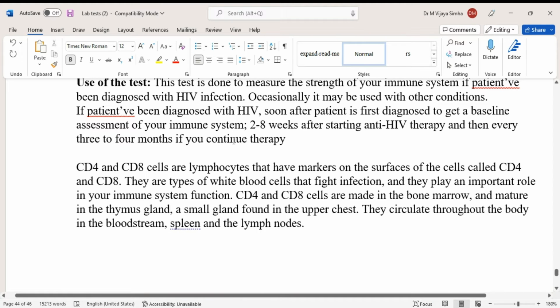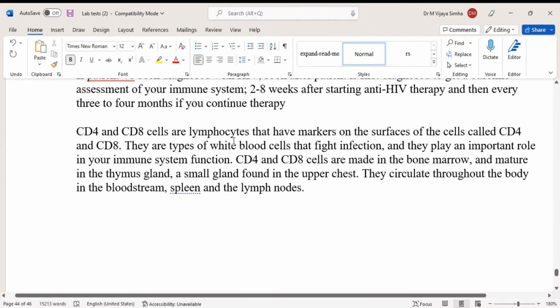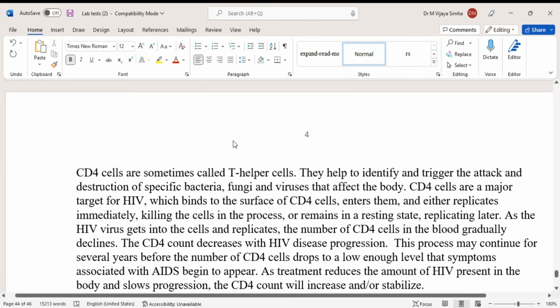CD4 and CD8 cells are lymphocytes that have markers on the surface of the cells called CD4 and CD8. They are types of white blood cells that fight infection, and they play an important role in immune system function. CD4 and CD8 cells are made in bone marrow and mature in the thymus gland, a small gland found in the upper chest. They circulate throughout the body in the bloodstream, spleen, and lymph nodes.